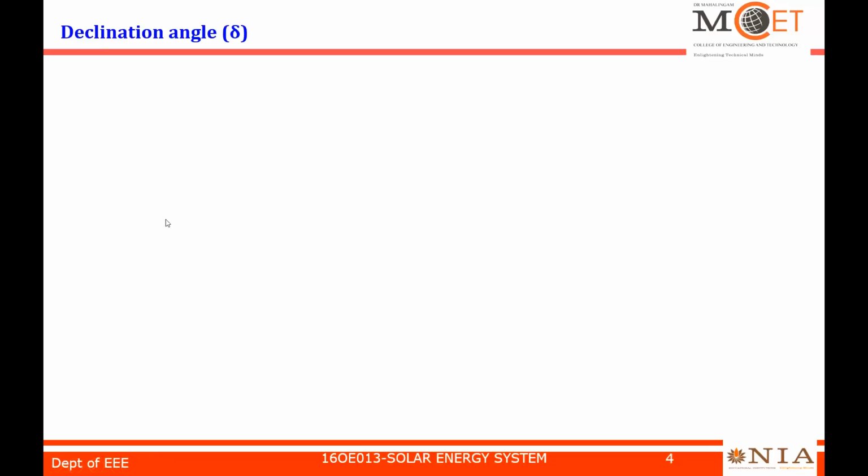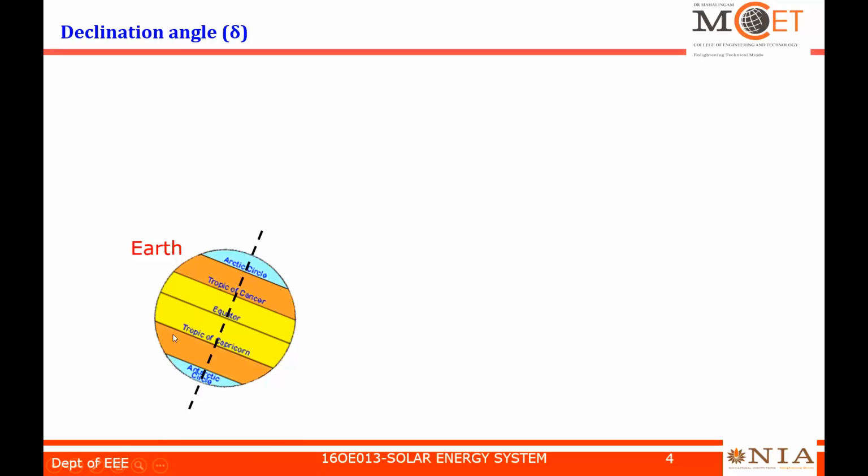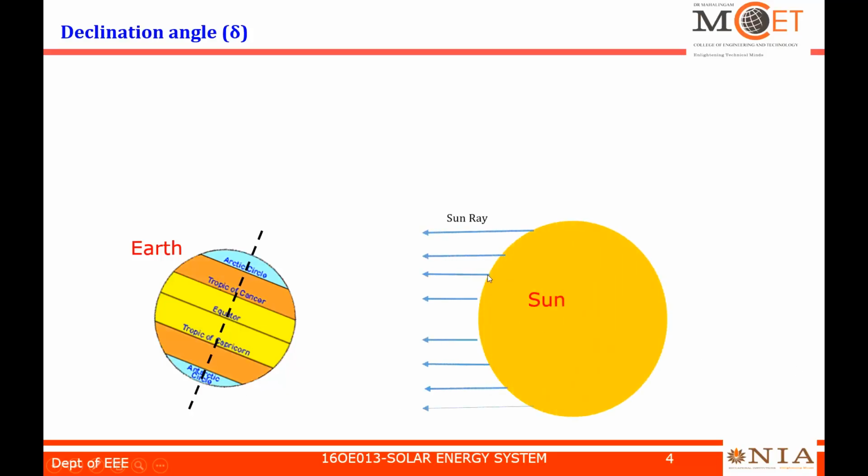Declination angle. Consider this as your Earth's surface. We all know that Earth is tilted by an angle of 23.5 degrees. This has been discussed in the previous lecture. Now consider this as the sun's ray falling on Earth's surface. Extend a line from the center of the sun to the center of the Earth and project a line upon the Earth's equatorial plane. The angle between the equatorial plane and the line extended from the sun to the Earth is known as the declination angle.